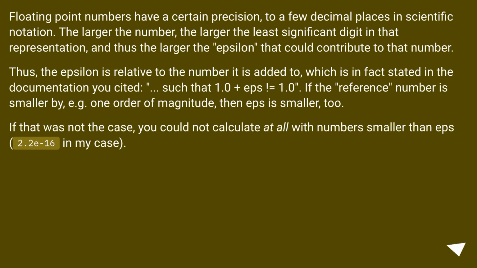Floating point numbers have a certain precision, to a few decimal places in scientific notation. The larger the number, the larger the least significant digit in that representation, and thus the larger the epsilon that could contribute to that number. Thus, the epsilon is relative to the number it is added to, which is in fact stated in the documentation you cited, such that 1.0 plus eps not equal 1.0. If the reference number is smaller by, for example, 1 order of magnitude, then eps is smaller, too.